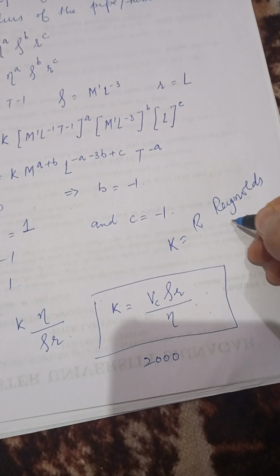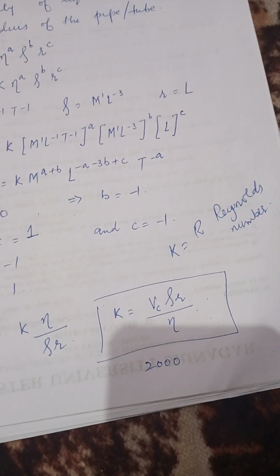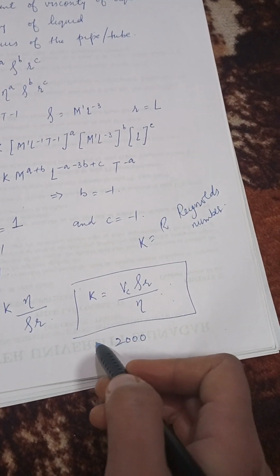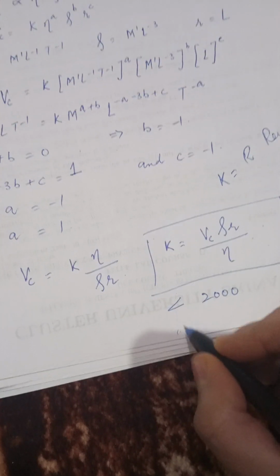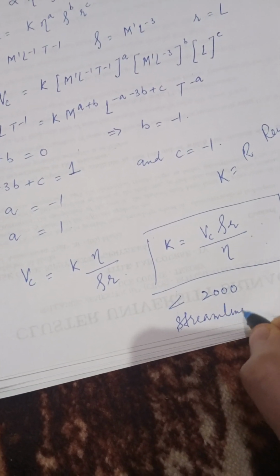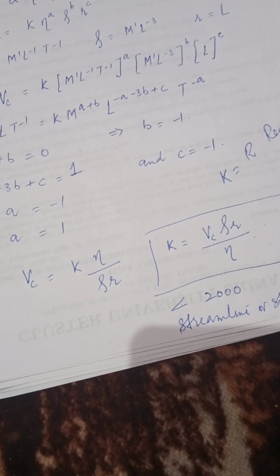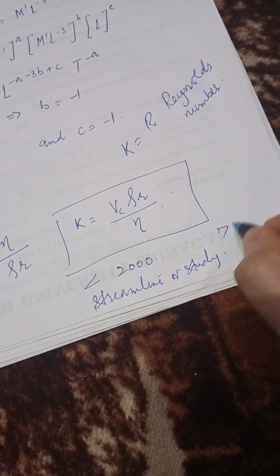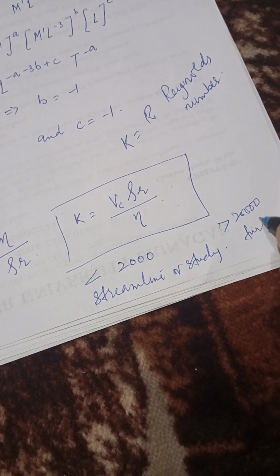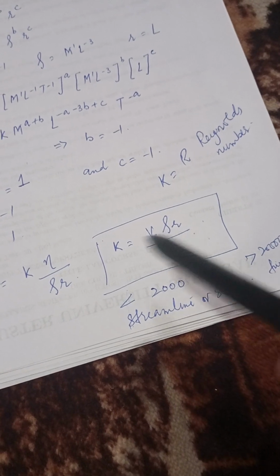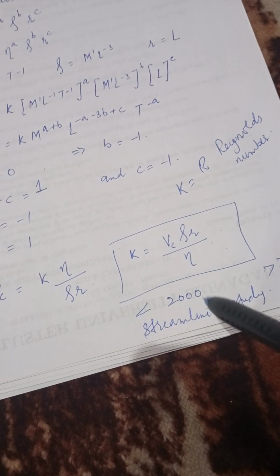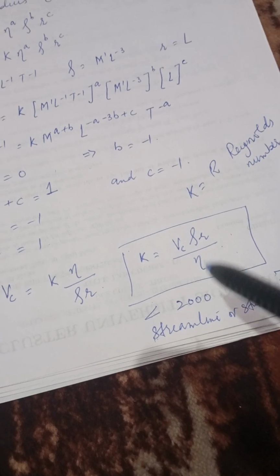All you have to remember is that whenever the value of the Reynolds number is less than 2000, for any liquid, for any fluid, the flow will be streamline or steady. And when the value of R is greater than 2000, the flow will be turbulent. At the boundary value, that is R equal to 2000, we attain the critical velocity, up to which the flow is steady and beyond which the flow is turbulent.